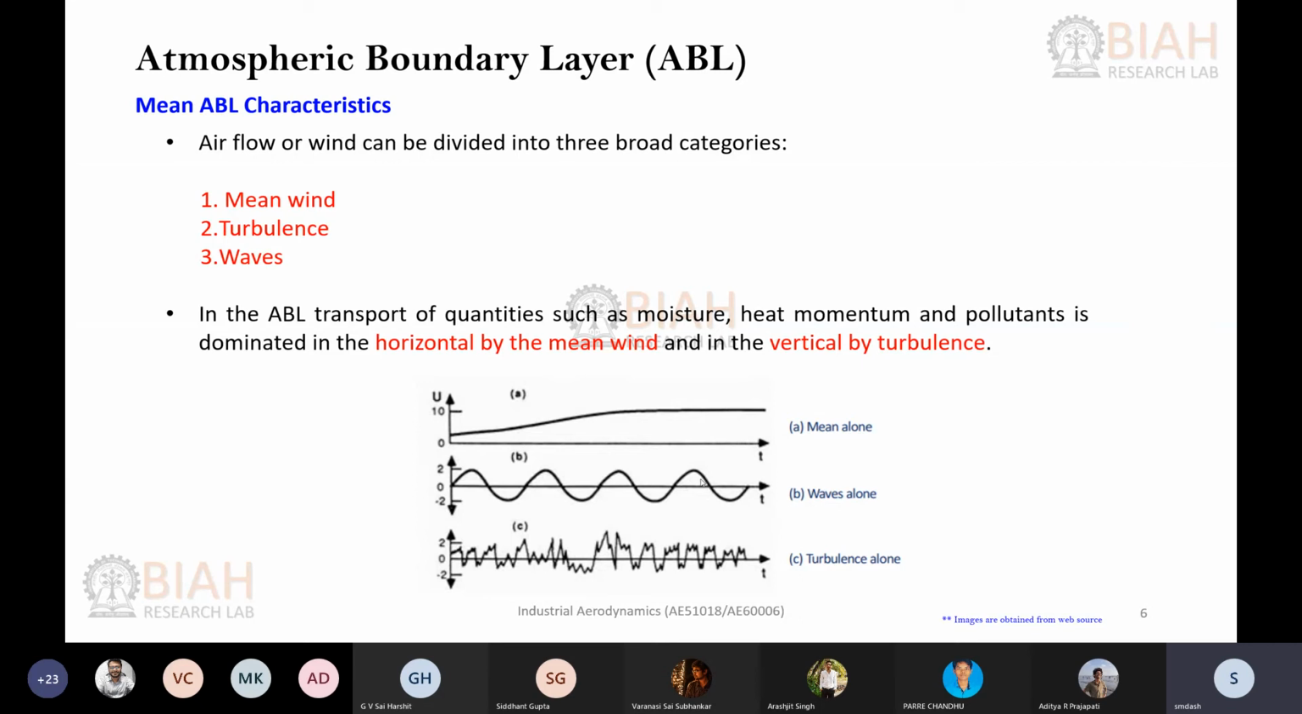So whatever variation in the heat, momentum, moisture, or pollutant in a horizontal manner, in the xy plane, will be mostly due to the mean wind. And if there is dispersion of heat, momentum, and moisture in the vertical direction, that generally happens because of turbulence. So changes in the horizontal direction are because of the mean wind, and changes in the vertical direction are because of turbulence.